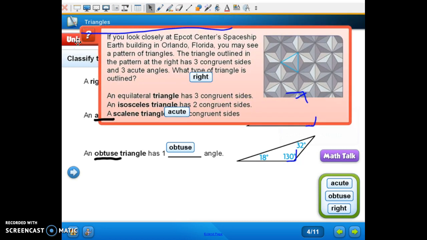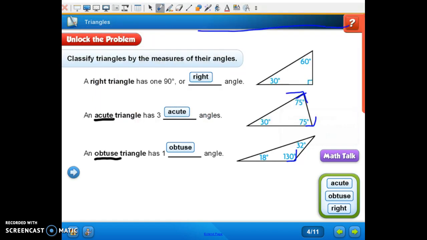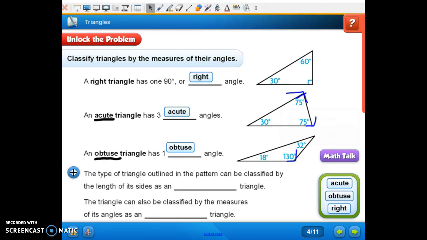Here's the picture again. Are the angles 90-degree angles? Are they less than 90-degree angles? Acute. They're acute. So it can be classified as an equilateral acute triangle. Okay, an equilateral acute triangle. Maybe that's what's right here. I didn't see this. Yes.